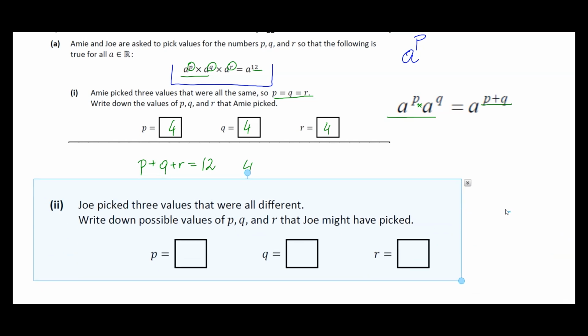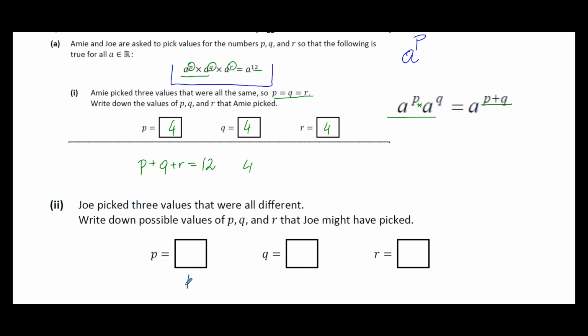Okay, and then the second part of this question. So here we have Joe. Joe picked 3 values that were all different. Write down possible values of P, Q, and R that Joe might have picked. So now in this part, we are saying each of the numbers has to be different. So what 3 numbers can I add in order to get 12? And we can get a lot of different combinations.